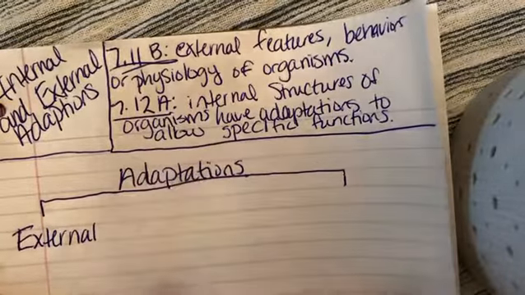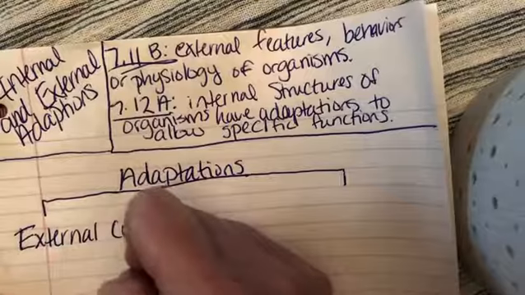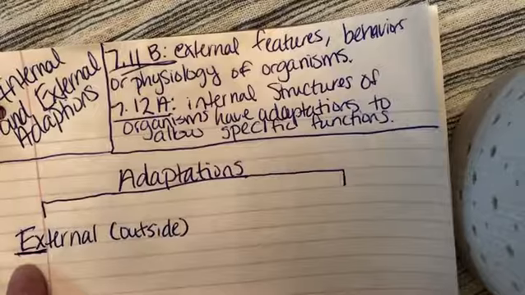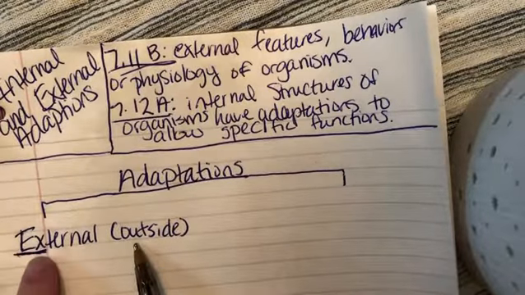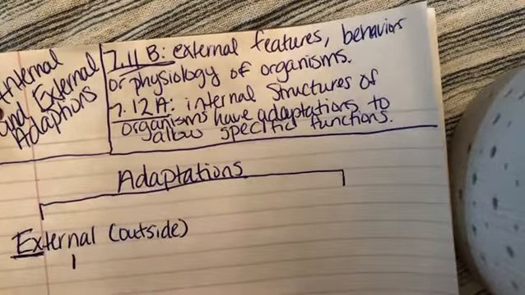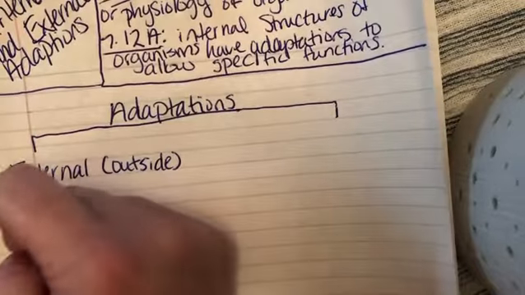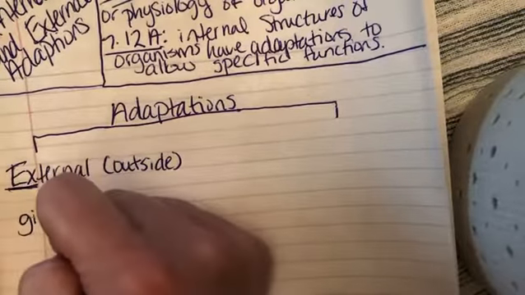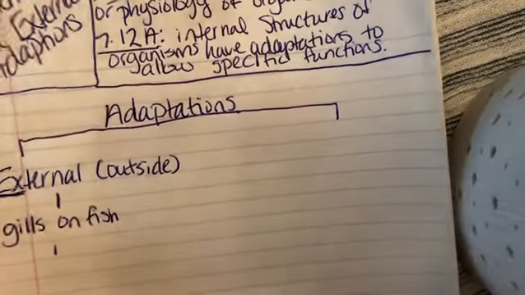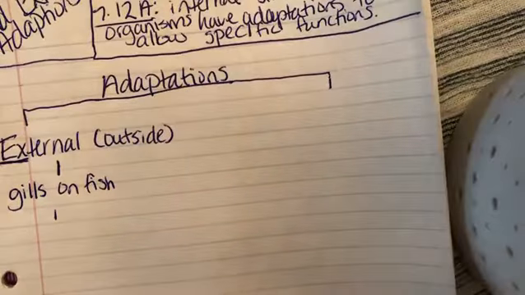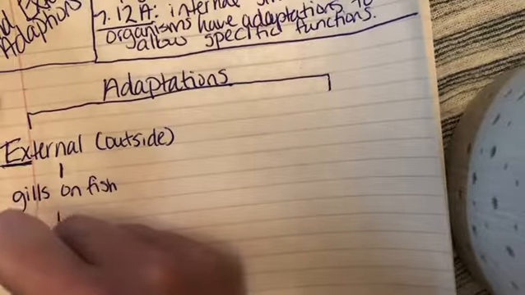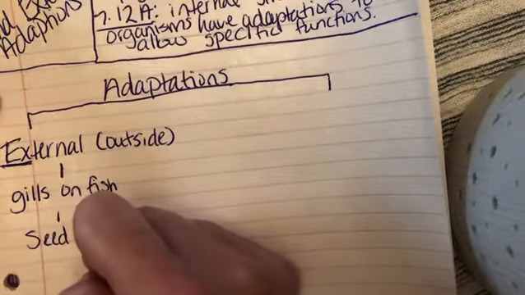When you think of external, you should think of adaptation on the outside. EX is going to be your clue that it's on the outside of the organism. For example, gills on a fish. We see gills on a fish, so that would be an external adaptation. Let's think about how seeds are spread. So, seed dispersal.